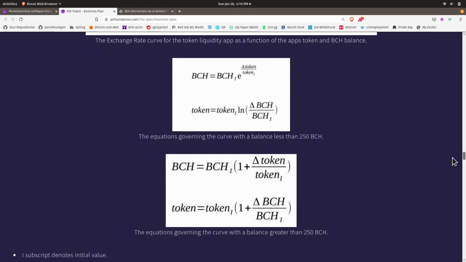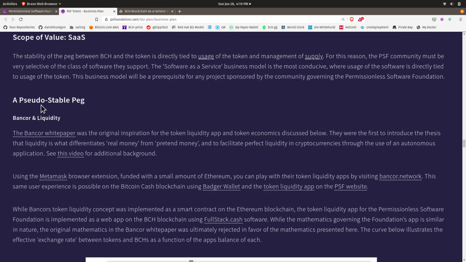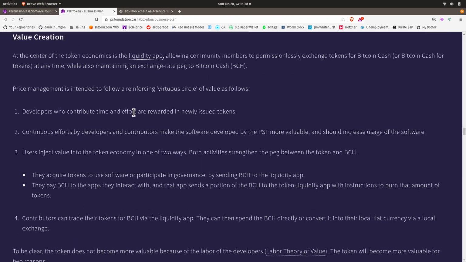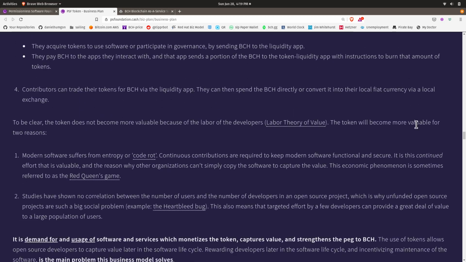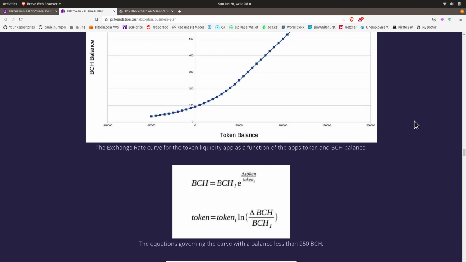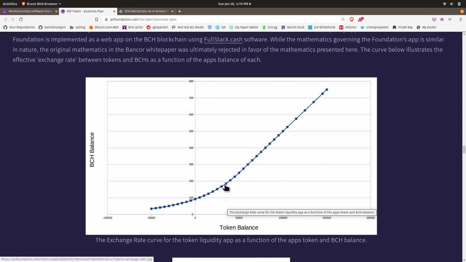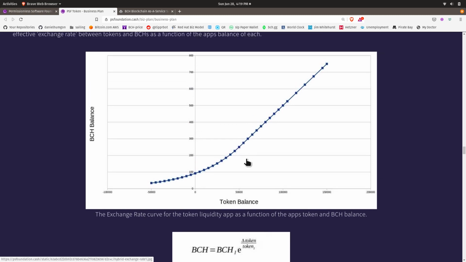Right here, this is the curve, and these are the equations. This is under the pseudo-stable peg section, under the token economics. I've got all the nitty-gritty details in here. But basically, the gist of this curve is that right here at 250, I think it's 250, is it 200? 200 or 250? 250 BCH. At 250 BCH, the curve goes linear. And this is where the exchange rate is locked in at 200 tokens per BCH.